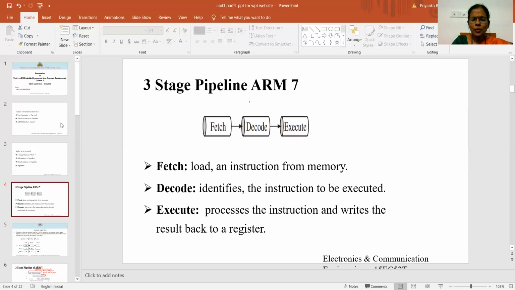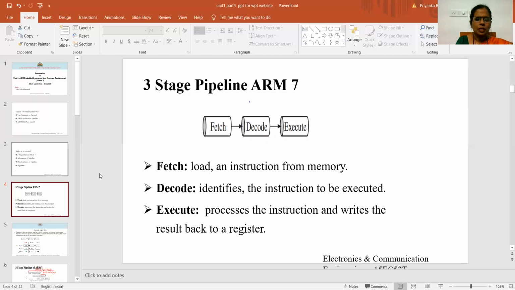If you write a program with the help of instructions, you cannot execute it directly. First, you have to fetch the instruction from the memory. After fetching, the instruction should be decoded. After decoding, it will be ready for execution. So it has to pass all 3 stages: fetch, decode, and execute.